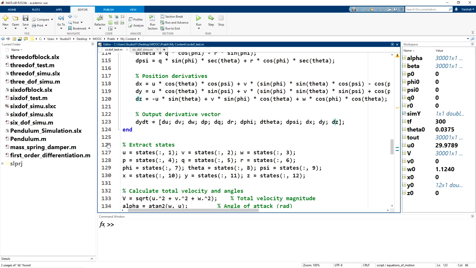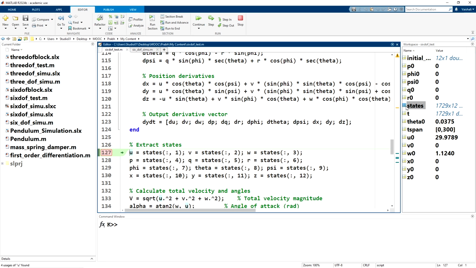Now after this, when the MATLAB code reaches the 127th line, after it comes out of the function file, we need to let MATLAB know that the first column belongs to u, second column belongs to v, and so on and so forth. So we have 12 states. So if I run this till here, let me run this.